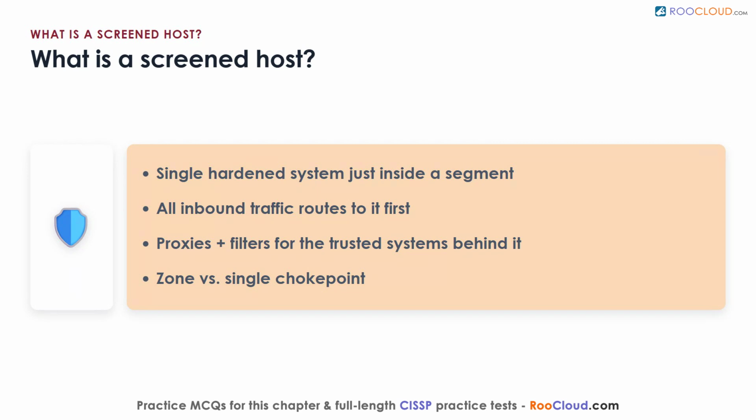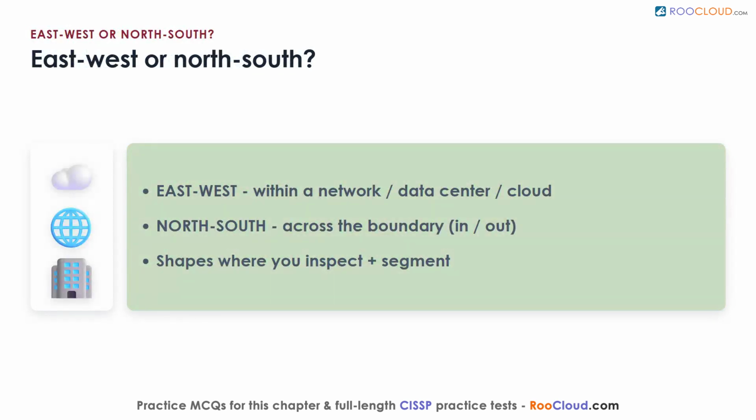How does a screened host differ from that subnet? It is a single, hardened system placed just inside a network segment, acting as a gatekeeper. All inbound traffic routes to it first, and it serves as a proxy for the trusted systems behind it, filtering what comes in and hiding the identity of the internal machines. Where the screened subnet is a whole zone, the screened host is one choke point doing the guarding. Picture a single reception desk that every visitor must clear before anyone in the building will take their message.